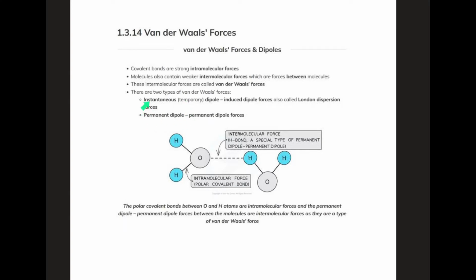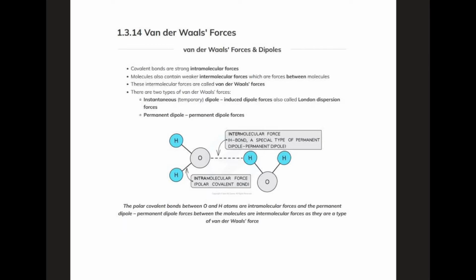The names are quite long. The temporary type is known as Instantaneous Dipole Induced Dipole Forces, also known as London Dispersion Forces. Normally we use the name Instantaneous Dipole Induced Dipole. The second type is known as Permanent Dipole Forces. It's a long name again. You have to write this twice: permanent dipole, permanent dipole.